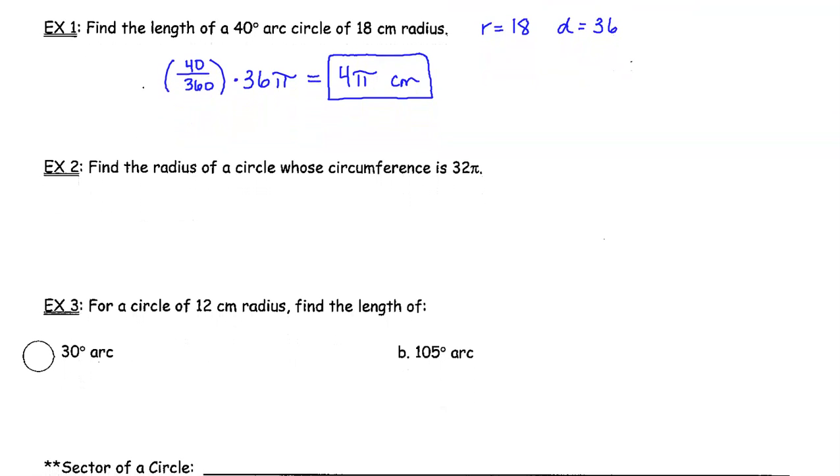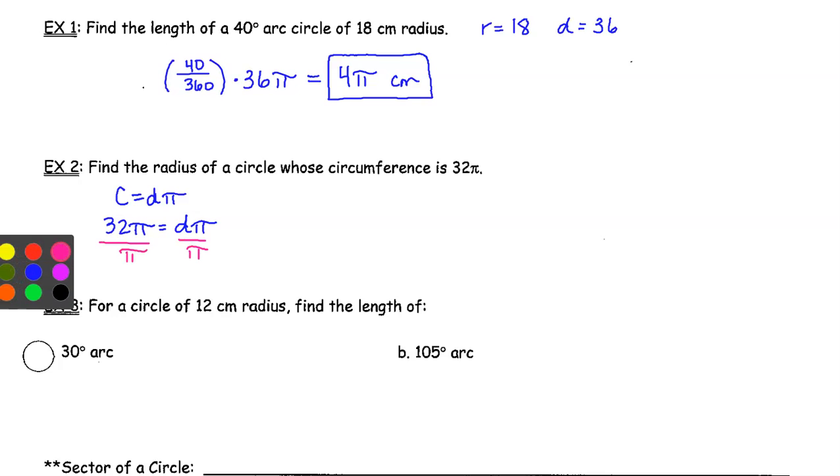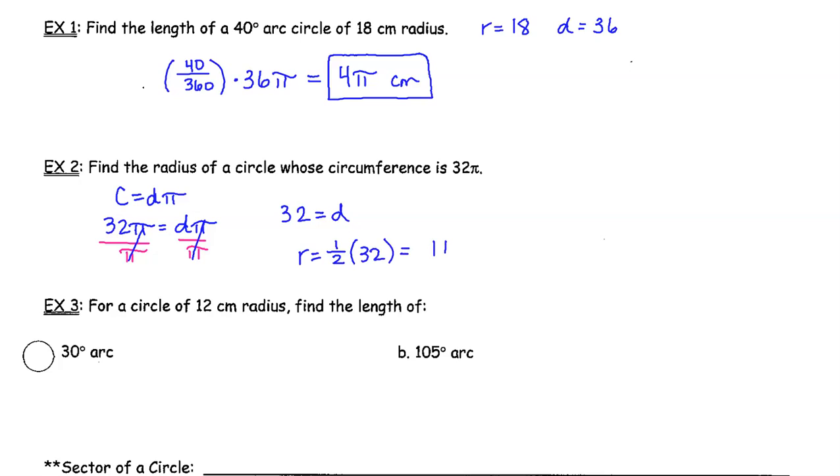Okay, 2, find the radius of a circle whose circumference is 32 pi. So we know the circumference on this one. We want to know what the radius is. Well, circumference is equal to d times pi. So the circumference is 32 pi. And if I can solve for the diameter, then I can find the radius. So divide both sides by pi. Okay, pi's would reduce. So we're left with 32 is equal to the diameter. Well, if our diameter is 32, our radius is going to be half of that. So we know the radius must be 16.